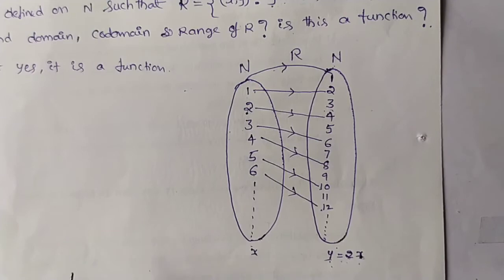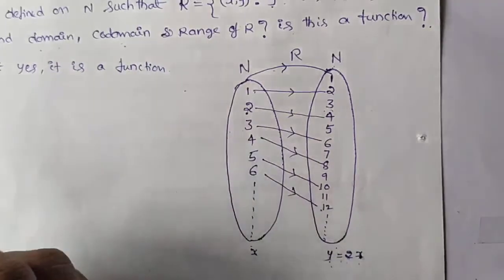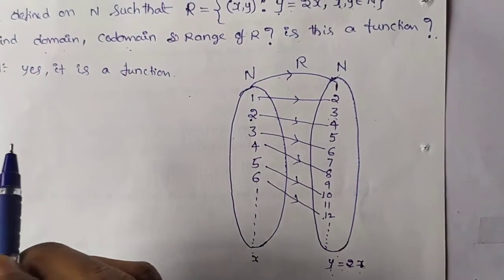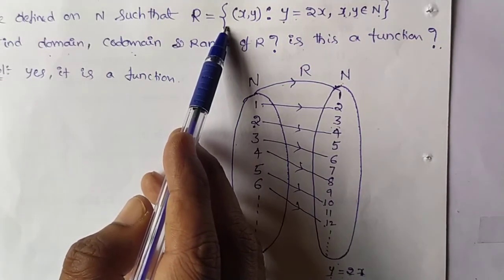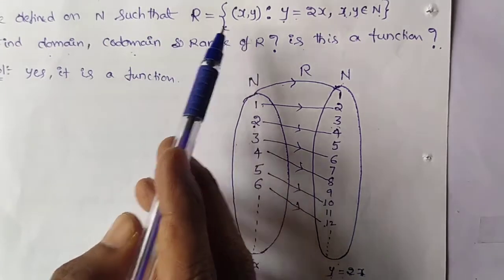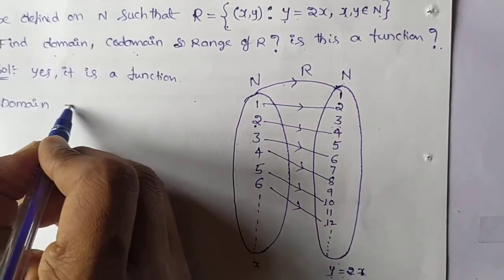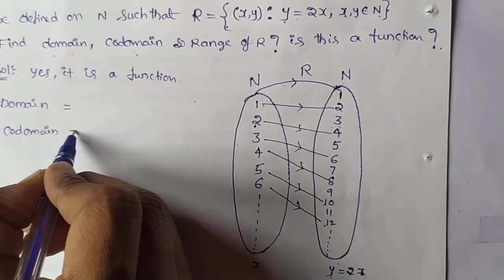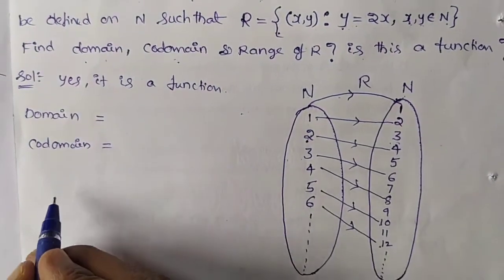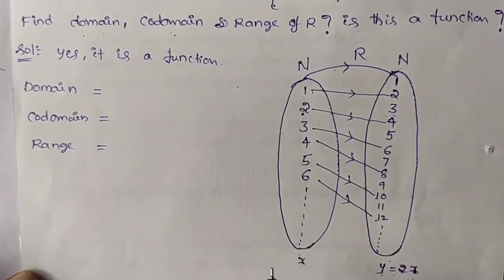Now we have to find the domain, codomain and range. How to find the domain, codomain and range? If you want to write this relation in roster form, you can, but there is no need for that. That's why I am not writing this relation in roster form. Now, what is the domain? What is the codomain? Next, what is the range? You just observe the arrow diagram.